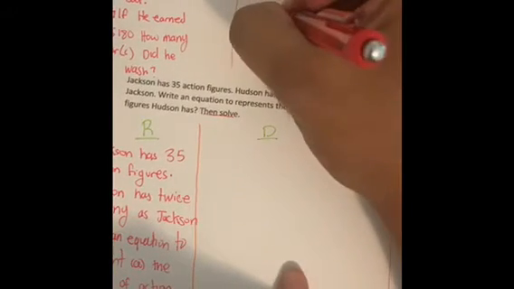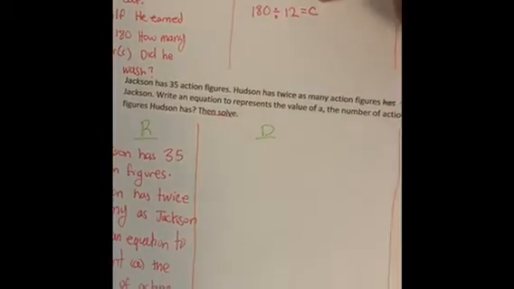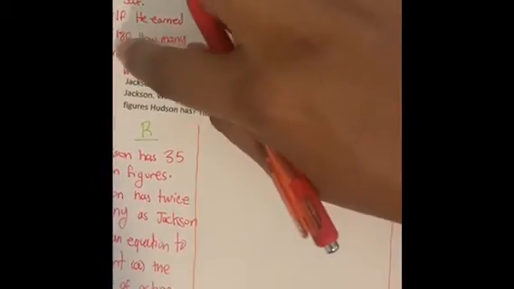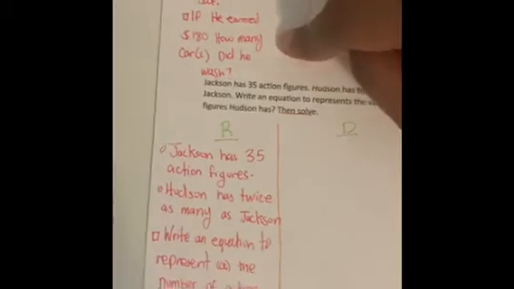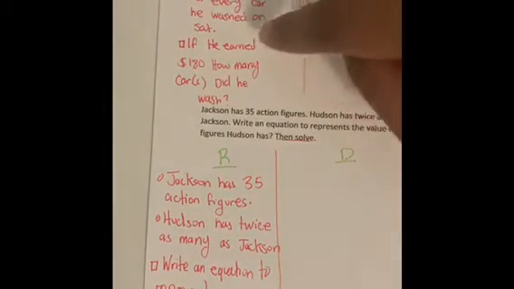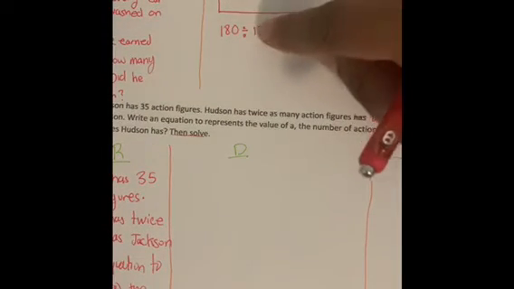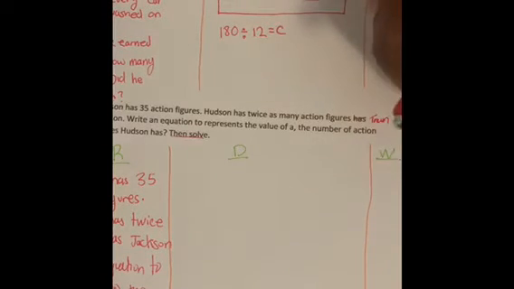180 divided by 12, here's my equation, equals C. Now remember, C stands for the number of cars. We're trying to see if he earned $180, how many cars did he wash? So I would do 180 divided by 12 to give me the number of cars he washed.